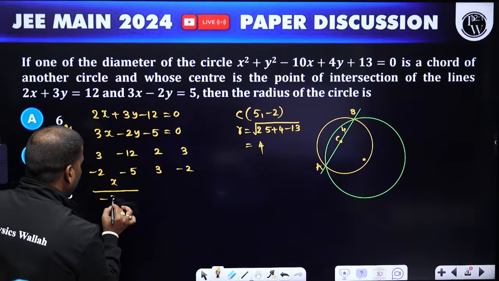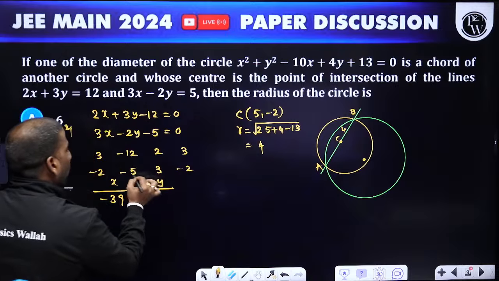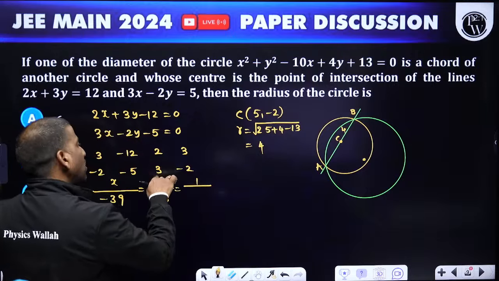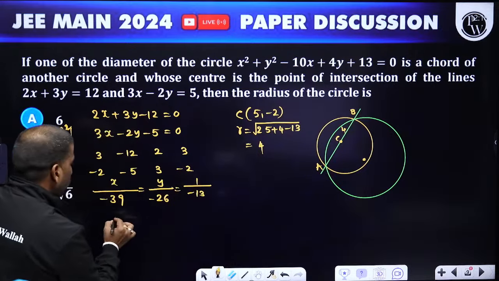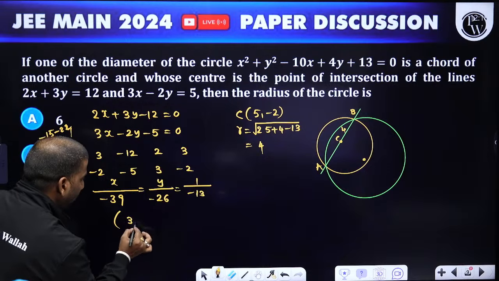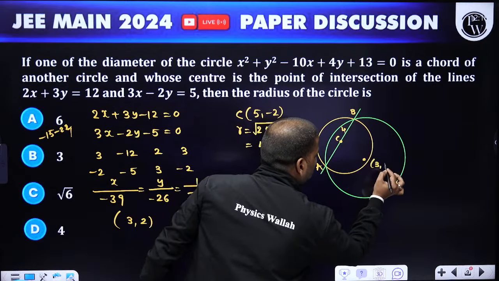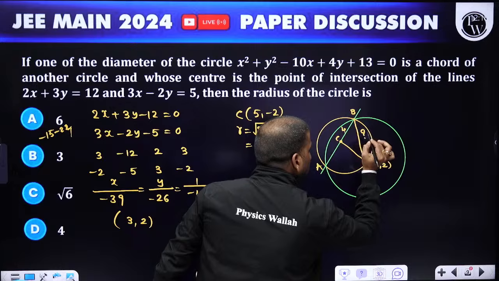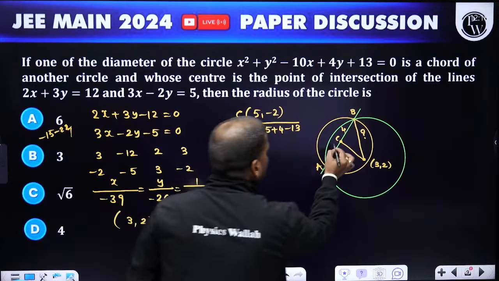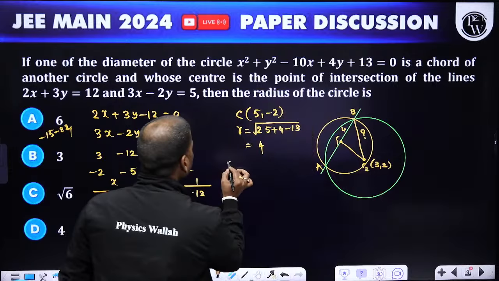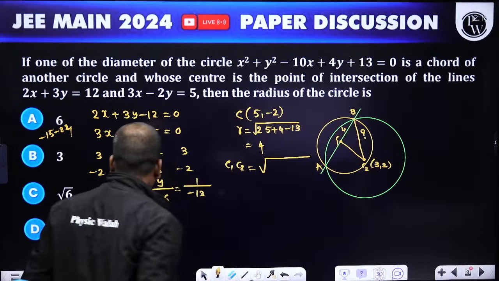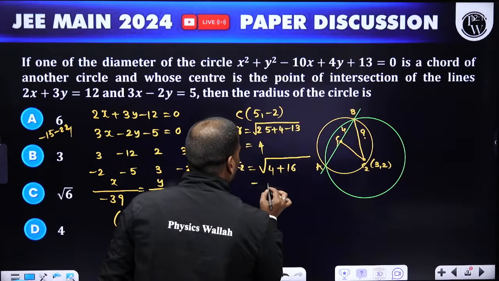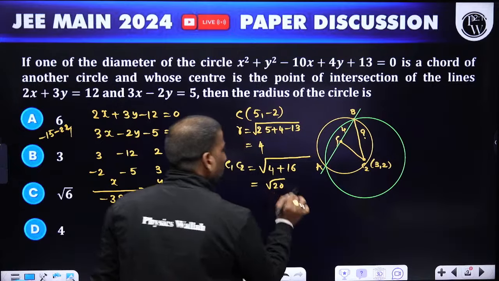So 39, so minus 39, which is equal to y by minus 36 plus 10, so minus 26, which is equal to 1 by minus 4 minus 9, so minus 13. So then what do you get? The center is 39 by 13, 3, so 3 comma 2. So this center is 3 comma 2. What do we want? We want the radius. This is what we want, right? So this is C1 and this is C2. What is C1C2? C1C2 is under root 5 minus 3 squared, 2, 4, and minus 2 minus 2 squared, so 16. What do you get? Root 20.